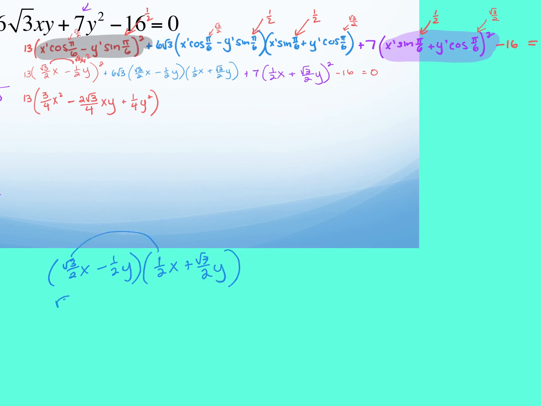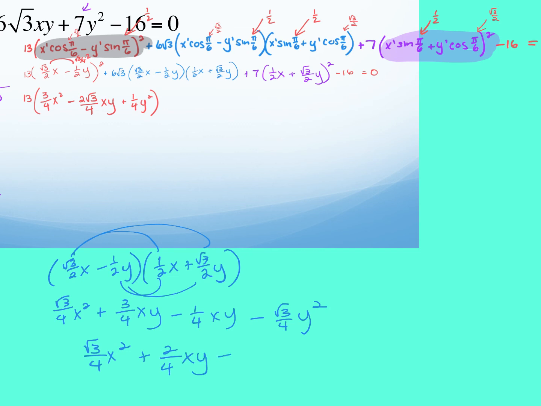FOIL it out. Root 3 over 4 x squared plus 3 over 4 xy minus 1/4 xy minus root 3 over 4 y squared. Root 3 over 4 x squared plus 2/4, and yes, I'm going to keep it as 2/4 because again, I'm going to get rid of those fourths. Root 3 over 4 y squared. And that's the second set. So the 6 root 3 still at the front.